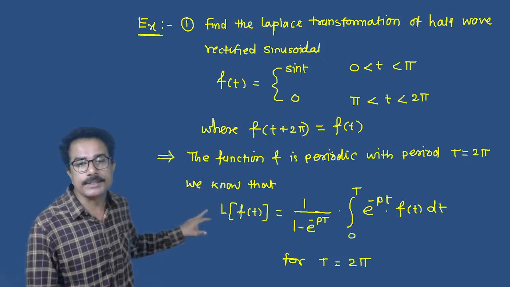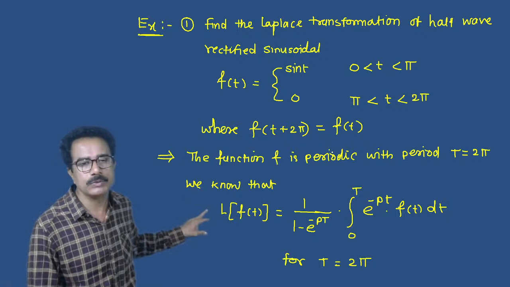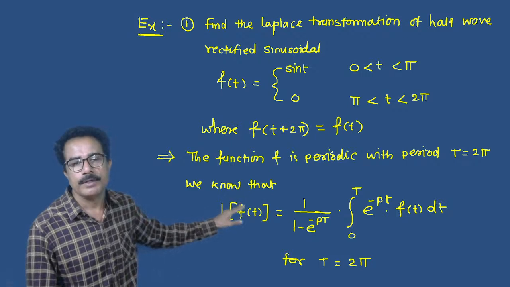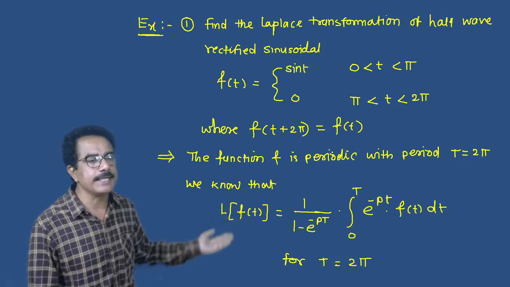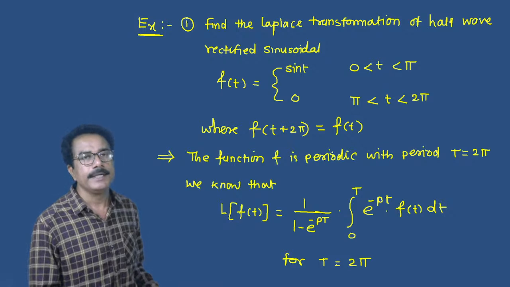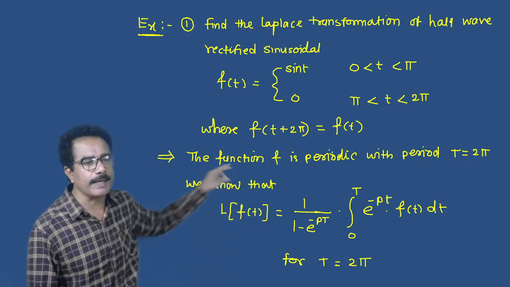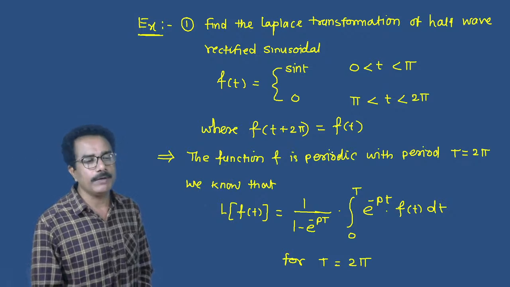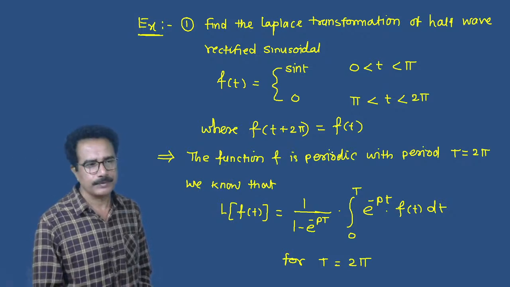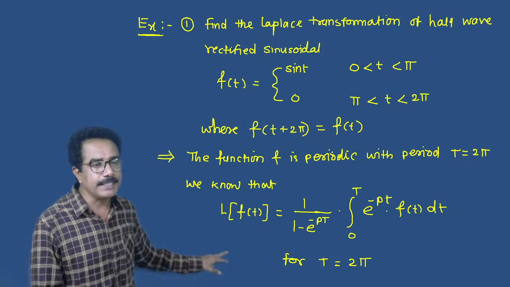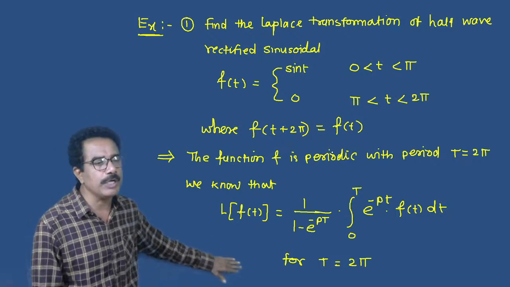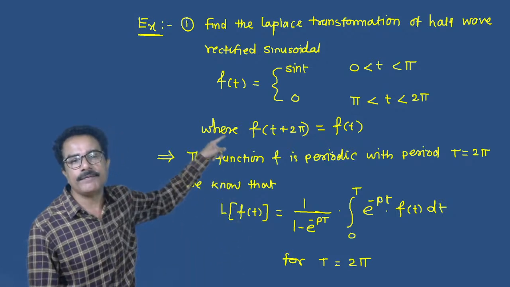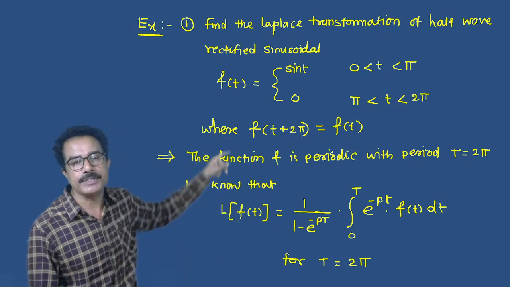And according to the theorem, L of f of t is equal to 1 upon 1 minus e raised to minus p into capital T, into integral from 0 to capital T of e raised to minus pt into f of t dt. Okay, for the period T equal to 2 pi, that means we have to shift. Here in this case, the period of the function is given as capital T equal to 2 pi.